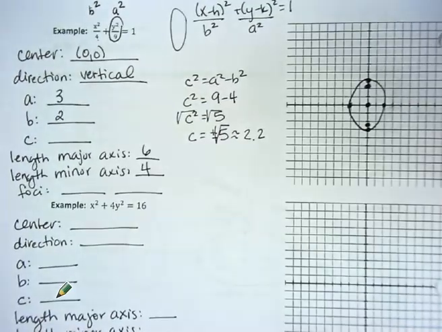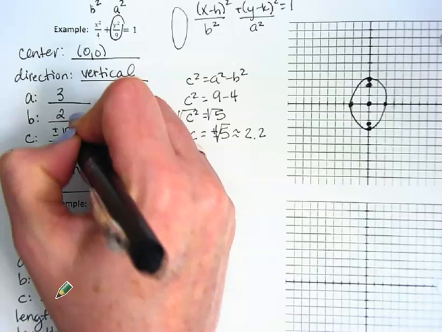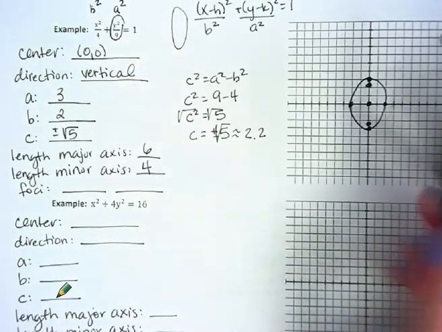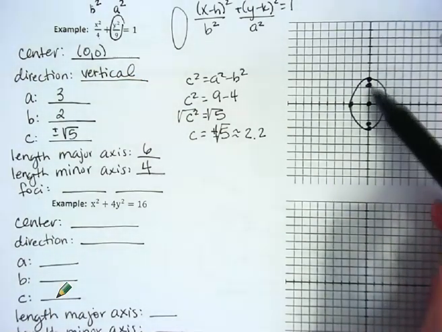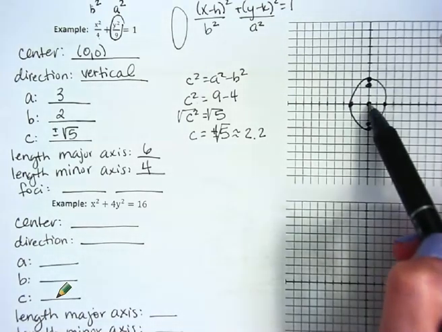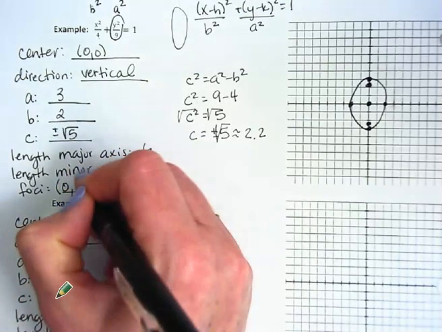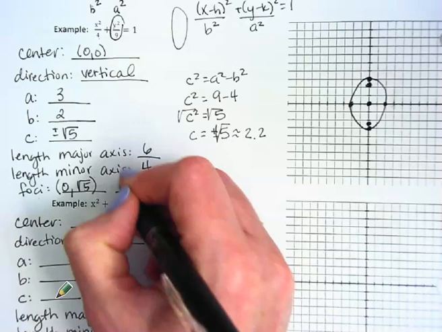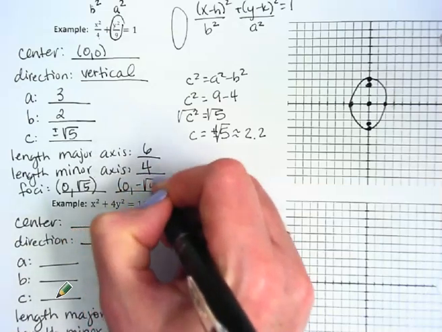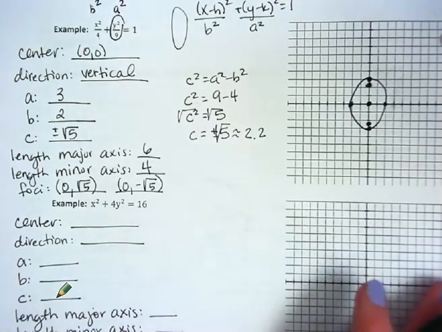And there's my ellipse with my foci. My c values were plus or minus the square root of 5, and the coordinate pairs for my foci, so my original center is 0, 0. I added 2.2 in the y direction. You can put 2.2 or radical 5, and then I subtracted it in the y direction, so only my y coordinates changed.